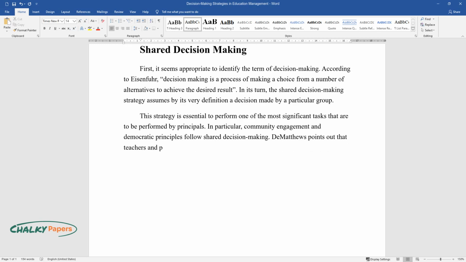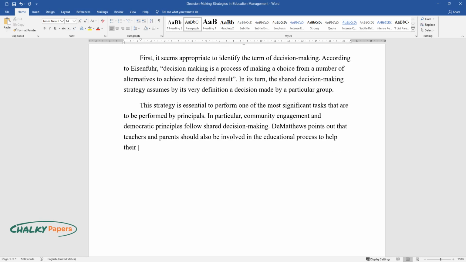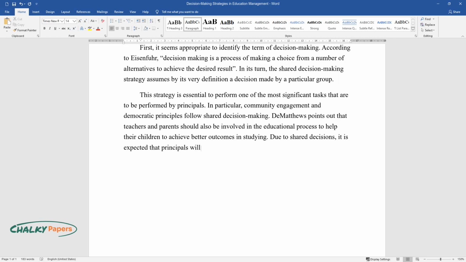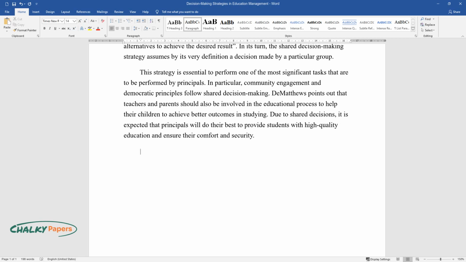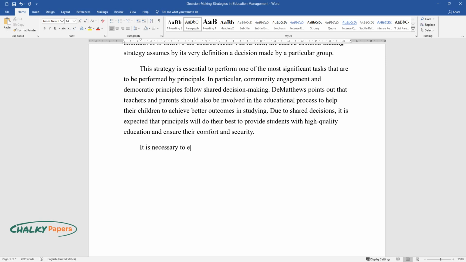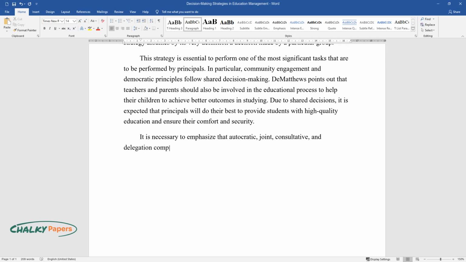DeMatthews points out that teachers and parents should also be involved in the educational process to help their children to achieve better outcomes in studying. Due to shared decisions, it is expected that principals will do their best to provide students with high-quality education and ensure their comfort and security. It is necessary to emphasize that autocratic, joint, consultative, and delegation compose the shared decision-making strategy.